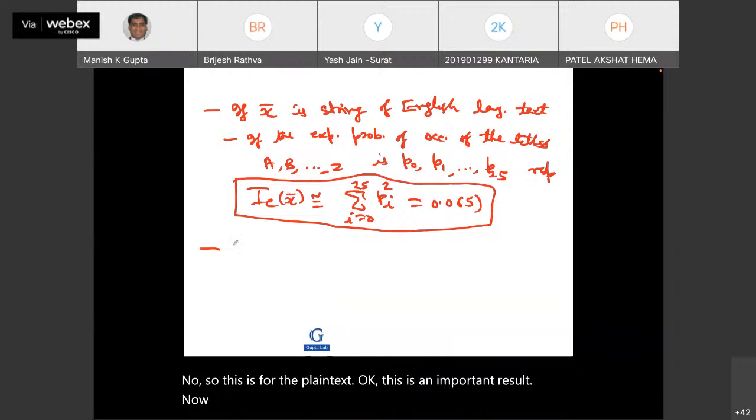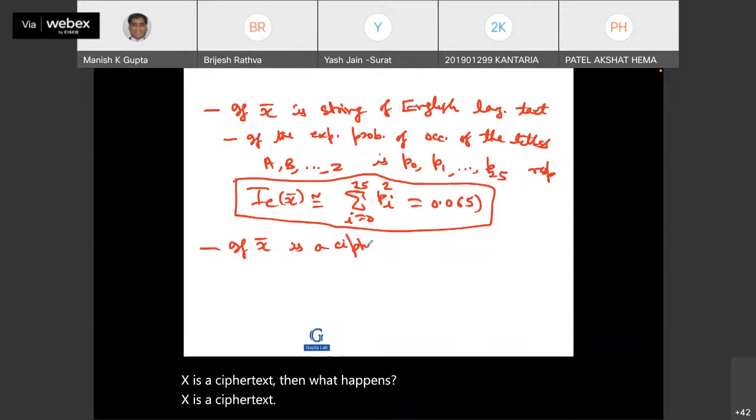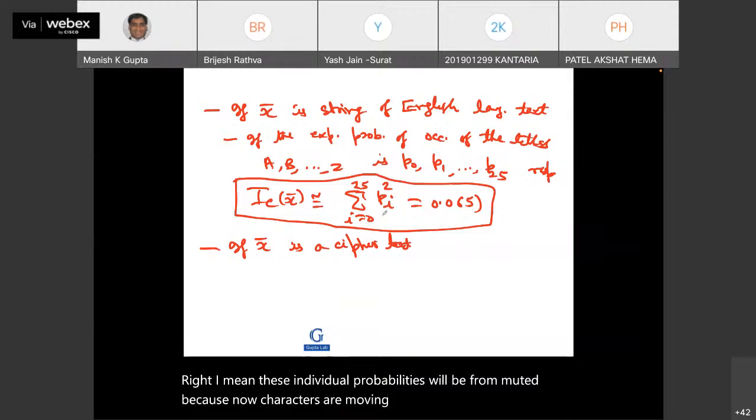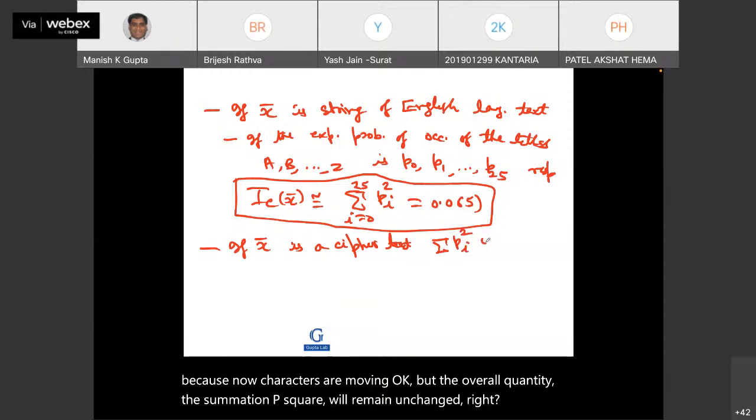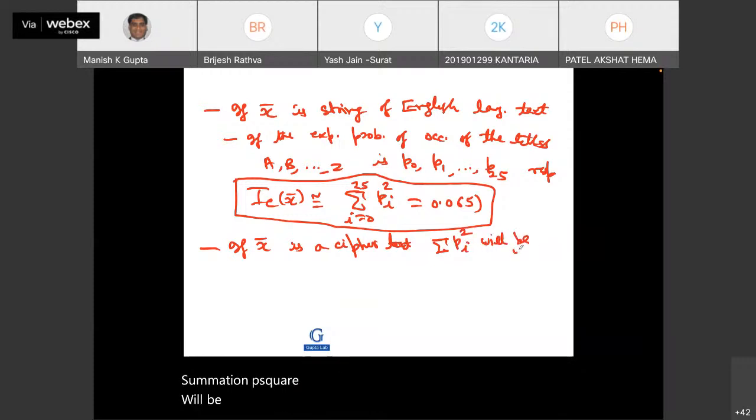Now, if x is a ciphertext obtained using a monoalphabetic cipher, what happens? The individual probabilities will be permuted, because the characters are moving. But the overall quantity, the summation of p squared, will remain unchanged. So there is not much change.